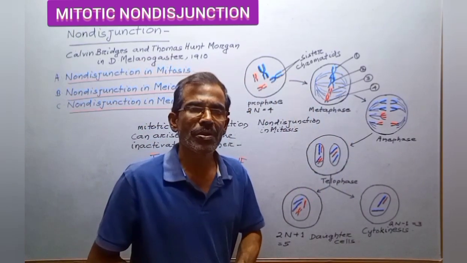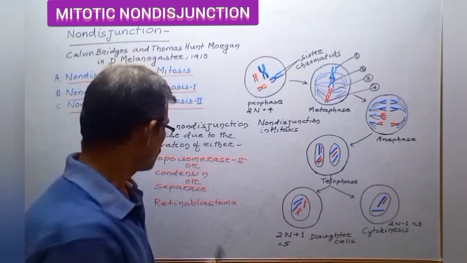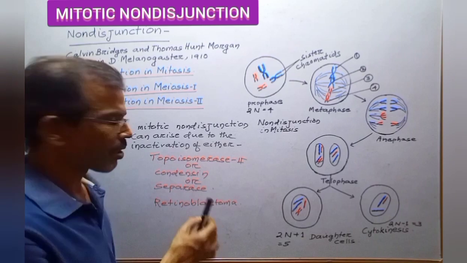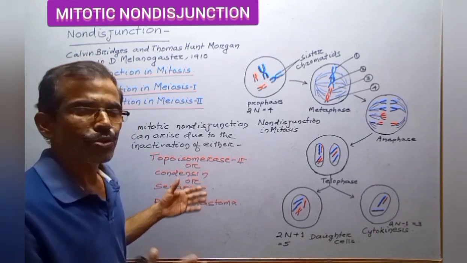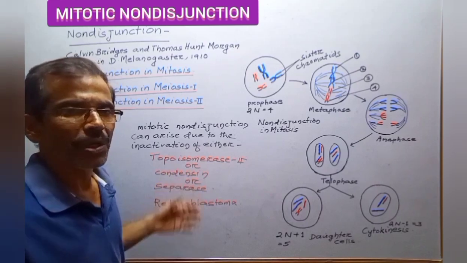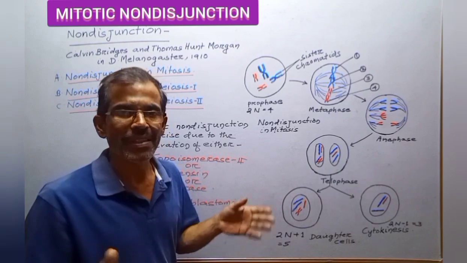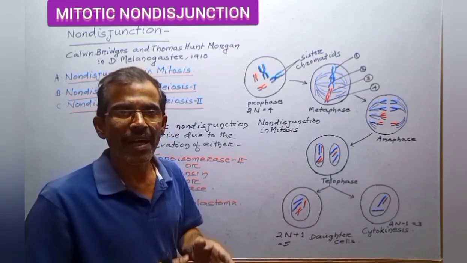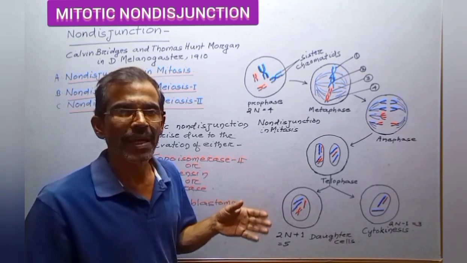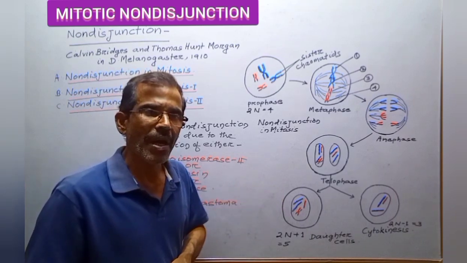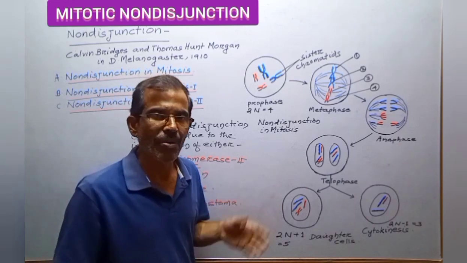Mitotic non-disjunction can arise due to the inactivation of either topoisomerase 2, condensin, or separase. It gives rise to somatic mosaicism, in which the abnormal number of chromosomes are observed in the cells which are the direct offspring of the cell where non-disjunction had occurred. It gives rise to certain forms of cancer, including retinoblastoma.